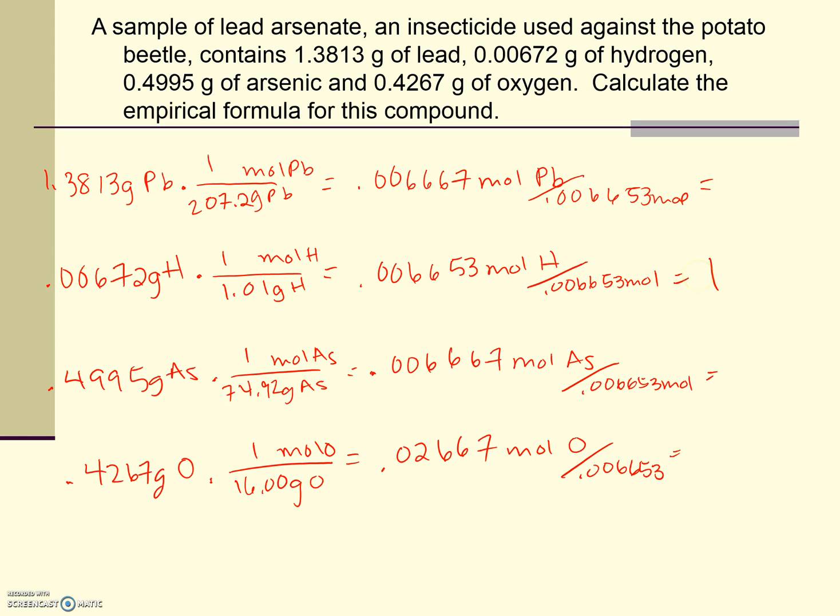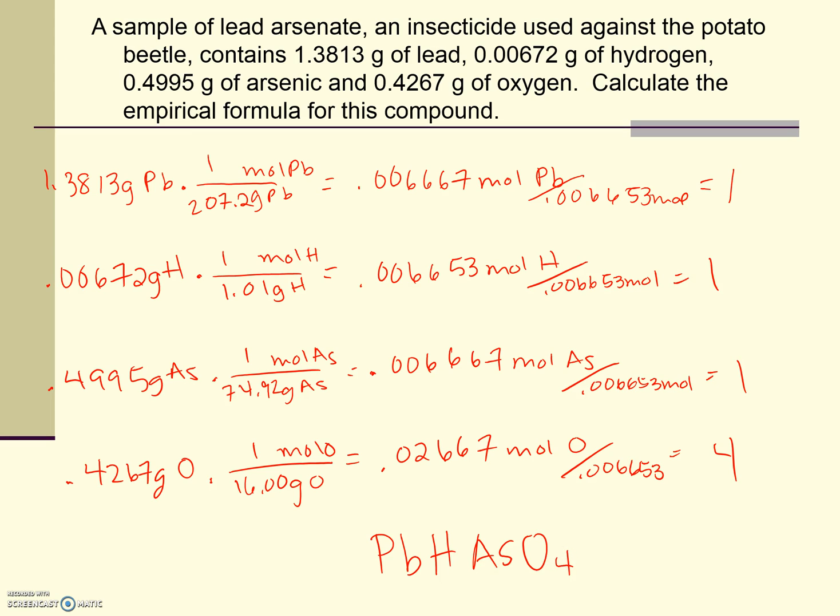This is 1. When this one divides, this one's also 1. And when this one divides, this one's also 1, even though they're all slightly a little bit different. And then when this one divides, it's 4. And those are all whole numbers, so I don't have to do any fancy multiplying. I'm just going to write them in order. Pb1, H1, As1, O4. And that would be my formula.